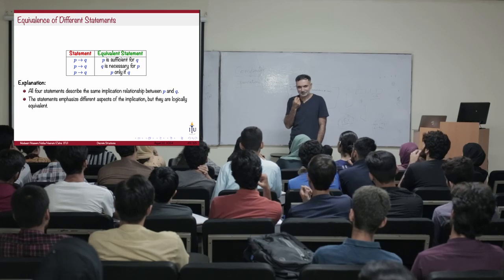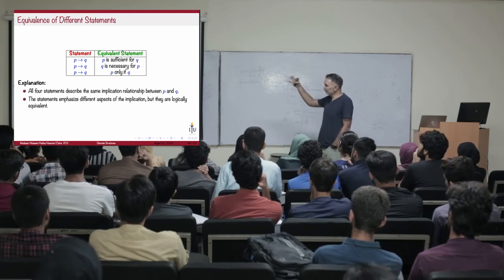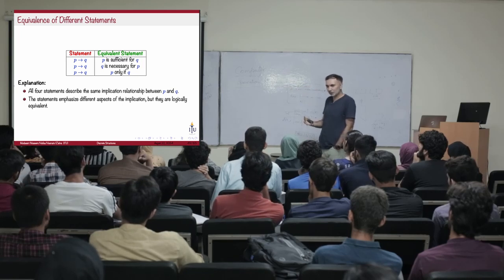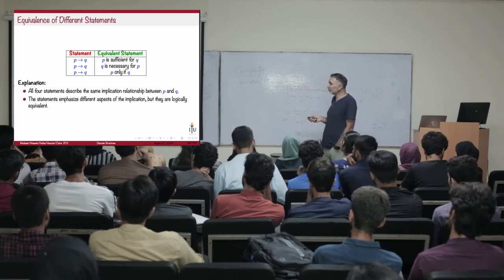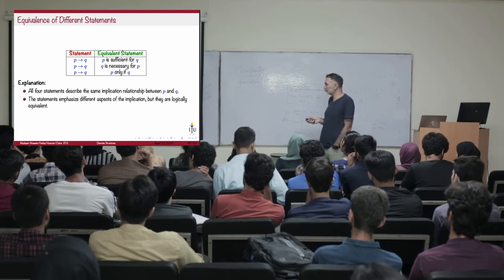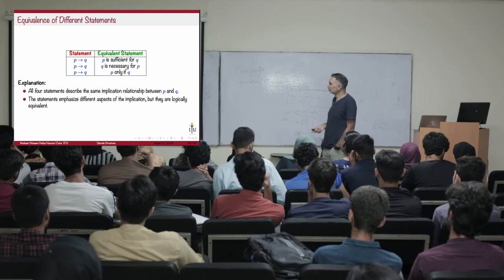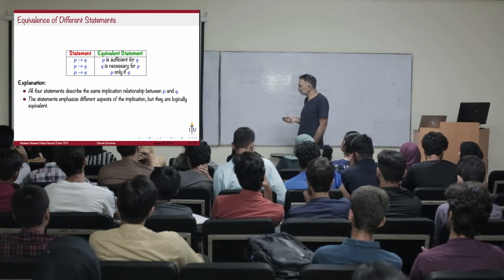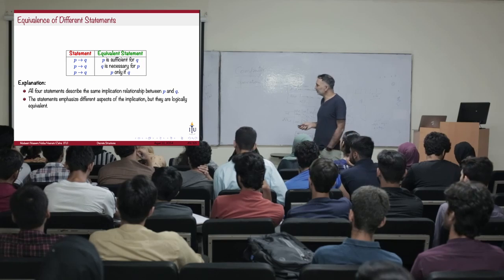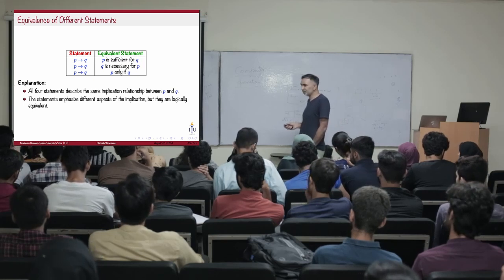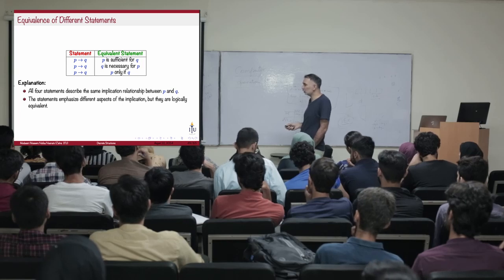Alright, let's spend some time on it. Let's rewrite these statements using some other words. But these are the key words that we are going to use. You should be very versed with these. We'll use sufficient a lot, we'll use necessary a lot, even after we move away from logic. So you should be able to understand what this means. All these statements describe the same implication, a relation between P and Q. The statements explain different aspects of the implication, but they are logically equivalent.